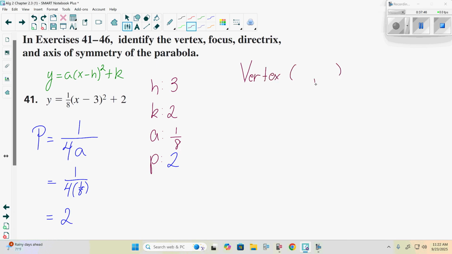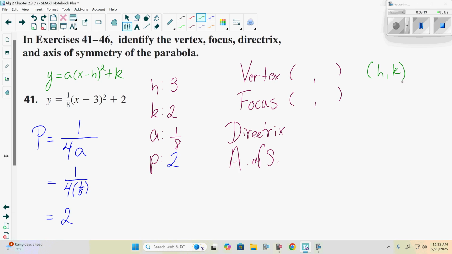So we want to find the vertex, focus, directrix, and axis of symmetry. And again, I would continue to refer back to the general forms. Since we have y equals, the vertex is nice. Vertex is still just h comma k. Well, our value of h is 3. Our value of k is 2. Nice and easy. We have it there.